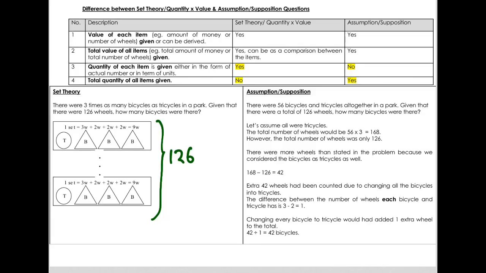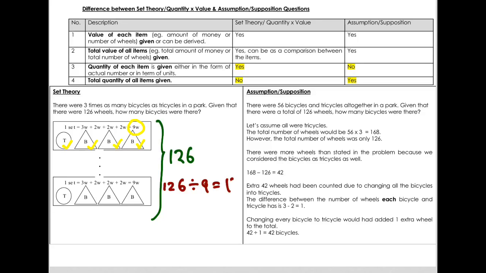Next step is to find out in one group how many wheels there are. Each bicycle has 2 wheels, so 2 plus 2 plus 2, and a tricycle has 3 wheels. So each group should have a total of 9 wheels. And if there are a total of 126 wheels and each group contributes only 9 wheels, you take 126 divided by 9 to get 14.